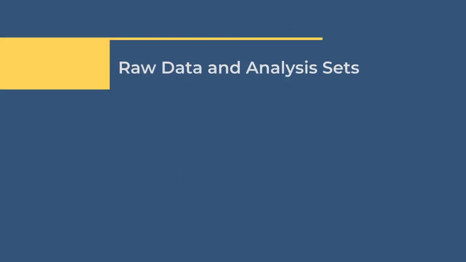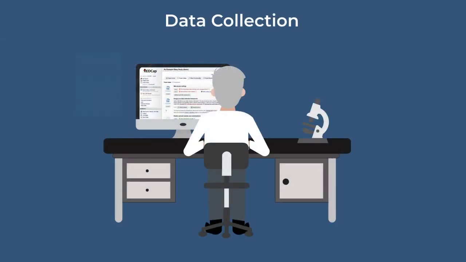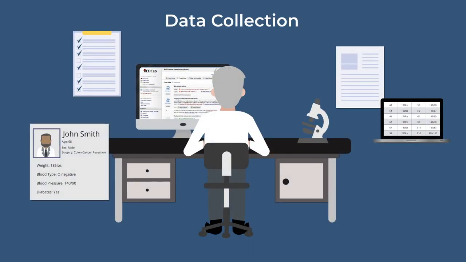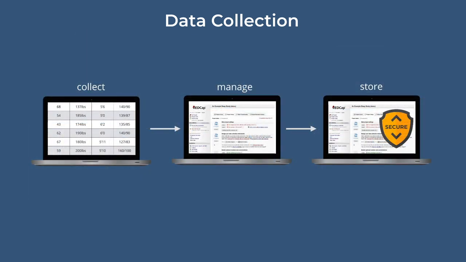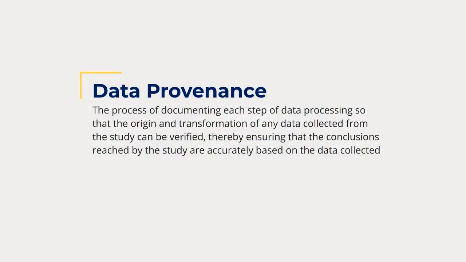Raw data and analysis datasets. Once the study has been designed and proper infrastructure for successful management of the study have been put in place, the research team can start the study and begin data collection. It is important to collect, manage, and store research data using systems that follow appropriate data provenance principles. The term data provenance refers to the process of documenting each step of the data processing so that origin and transformation of any data collected from a study can be verified, thereby ensuring that the conclusions reached by the study are accurately based on the data that were collected.